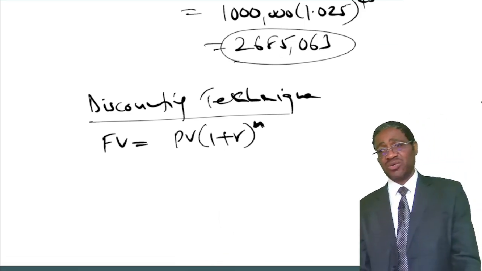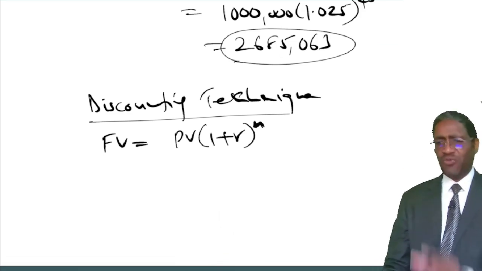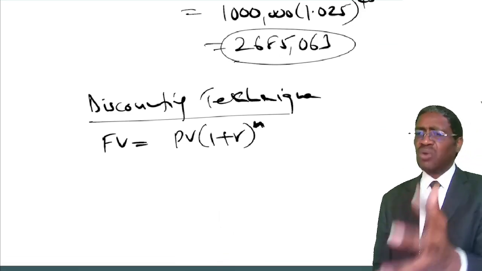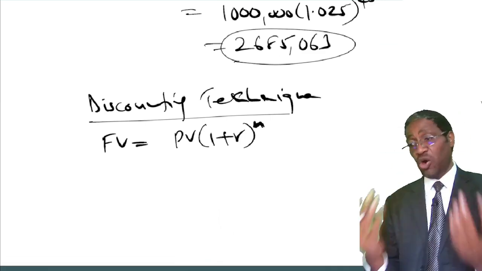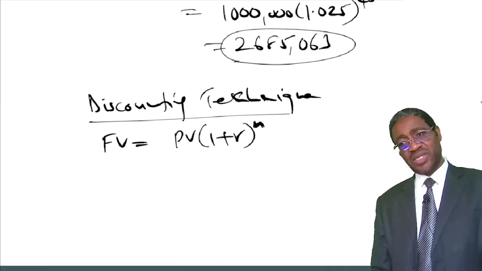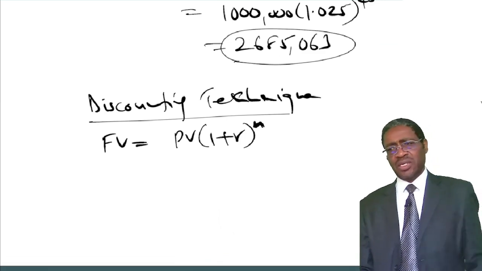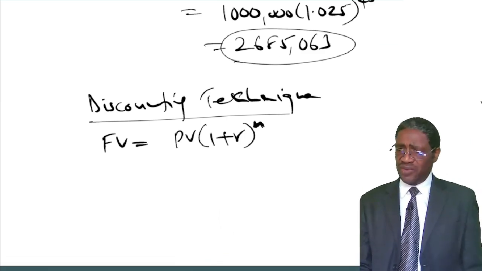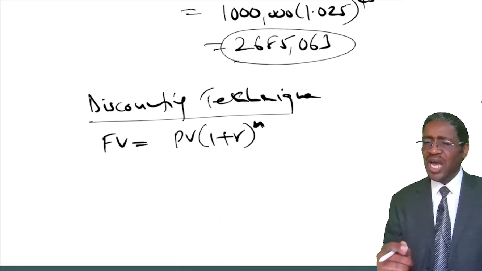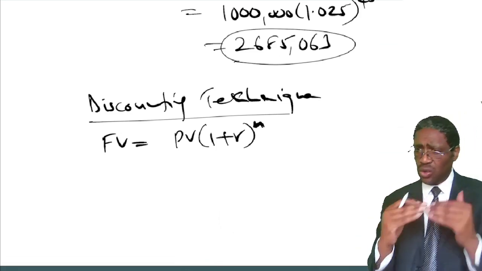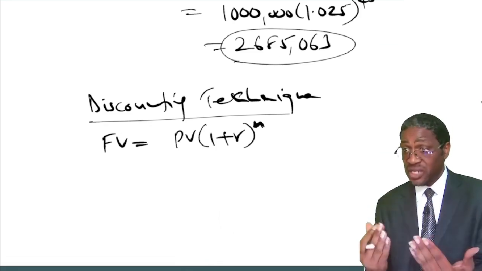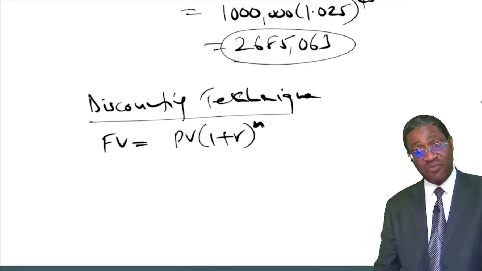1 plus r to the power of n. And of course, we are saying discounting technique is the opposite of compounding. Now, this time I am not looking for the future value. This time, I'm looking for the present value. So I can now solve this equation and make the present value the subject of the formula.